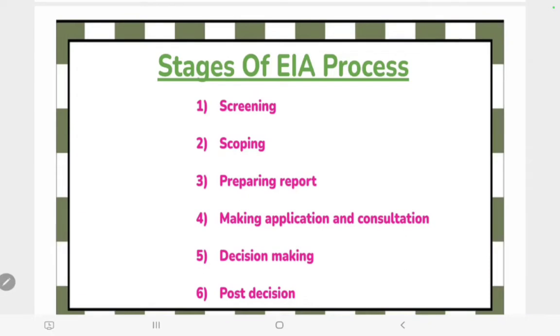So there has to be a process to perform it. There are certain stages for this process. The stages are: first, screening, scoping, preparing report, making application and consultation, then decision making and post decision.